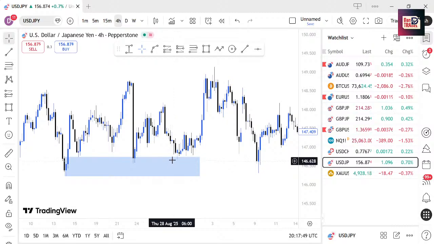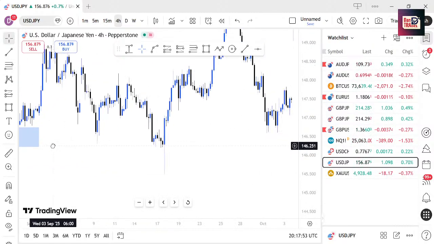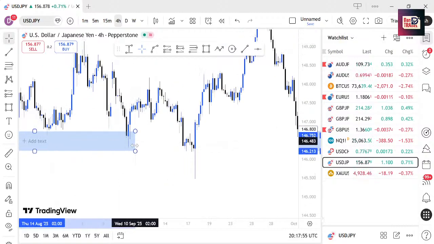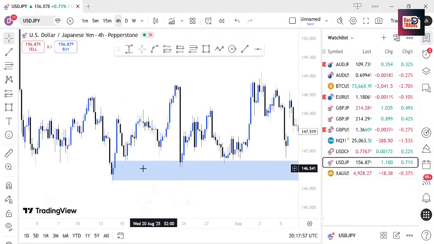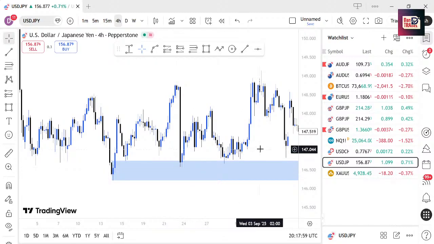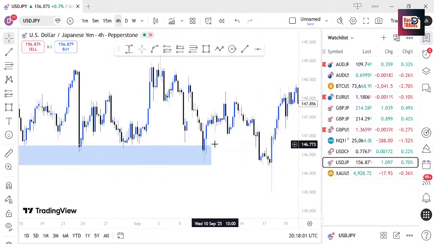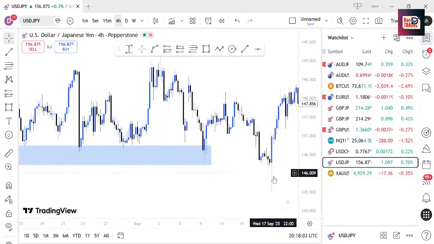And what happened? When it happened for the third time, price went to the upside. It acted as a support. It didn't only act once, it acted more than twice. It acted once, twice, thrice. It happened like 4 times before it finally got broken.